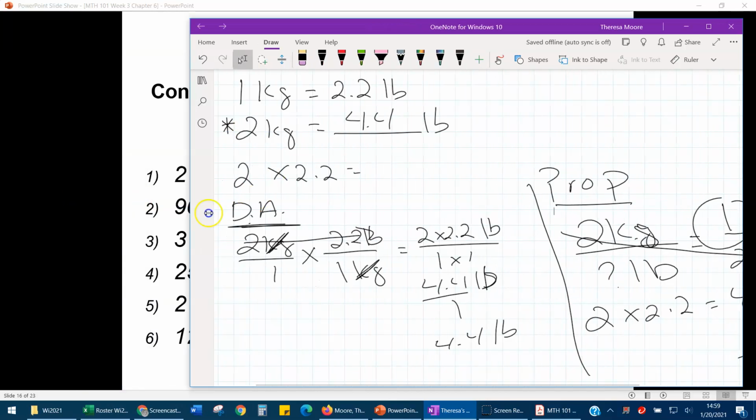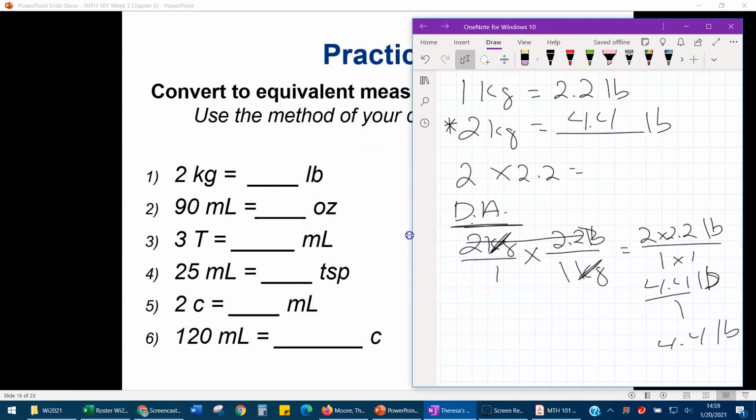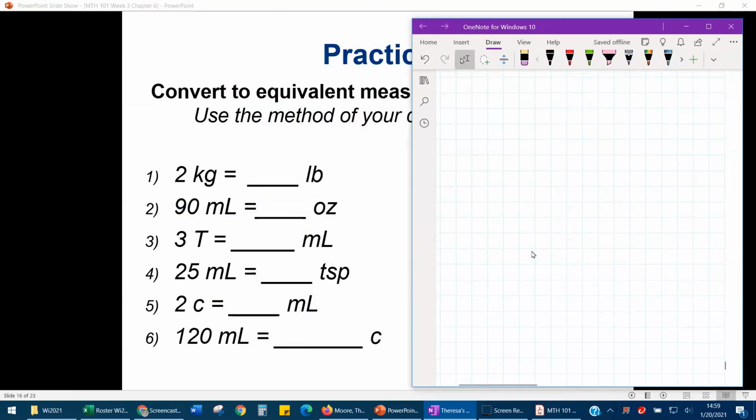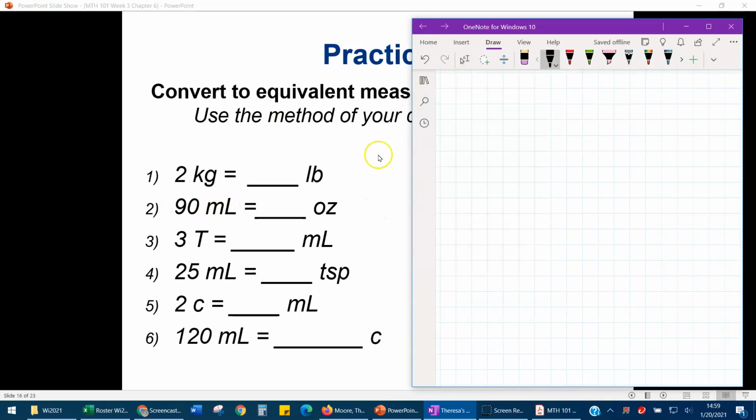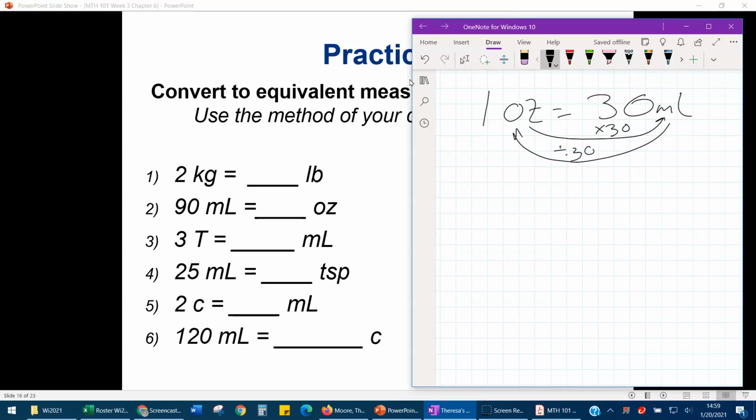You can do these whichever method you prefer. You don't have to. We will never tell you you have to do it a specific way. All right, so 90 milliliters is how many ounces? Well, I know 1 ounce equals 30 milliliters. So if I'm going from ounce to milliliter, I multiply by 30. If I'm going from milliliter to ounce, I divide by 30. Well, here I'm going from 90 milliliters to ounces. So 90 divided by 30 is 3. 90 milliliters is 3 ounces.